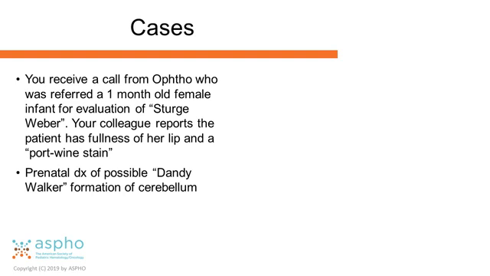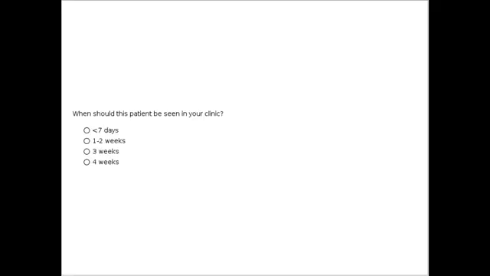In the first case, you receive a call from your ophthalmology colleague regarding a 1-month-old female infant who was referred for a glaucoma evaluation because of a port wine stain suggesting Sturge-Weber syndrome. She reports that the patient's lip is becoming more and more puffy, and she thinks this is actually a hemangioma. In addition, the patient has a prenatal diagnosis of a possible Dandy-Walker malformation of the cerebellum that was noted on an ultrasound. When should this patient be seen in your clinic?